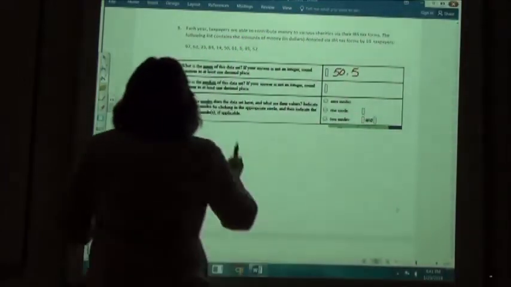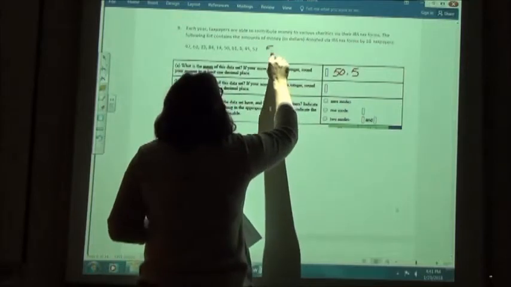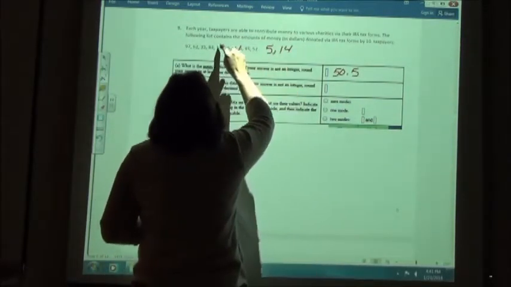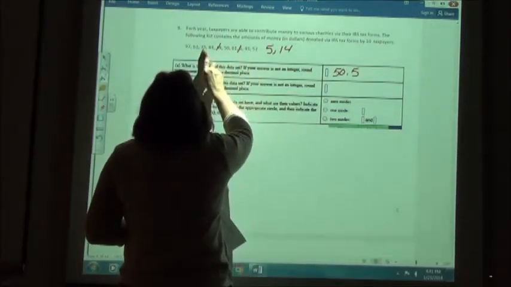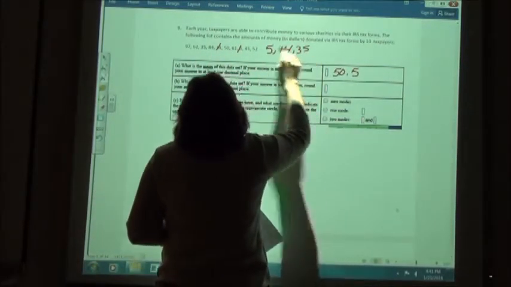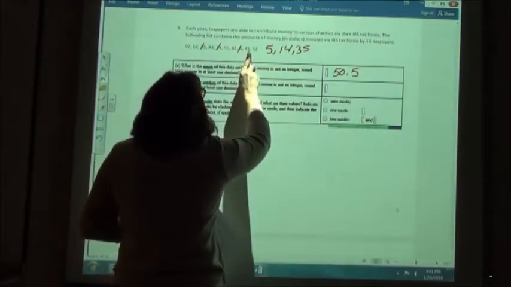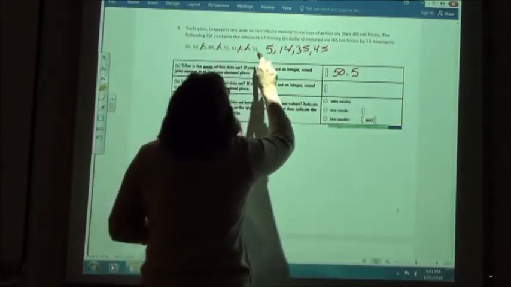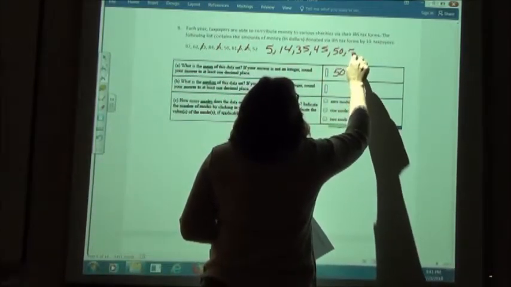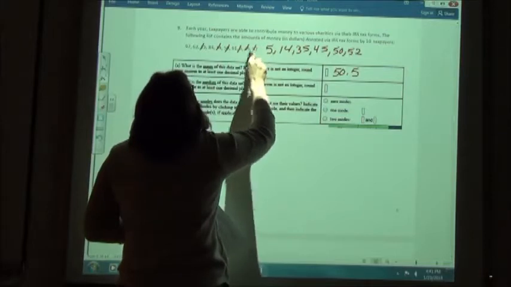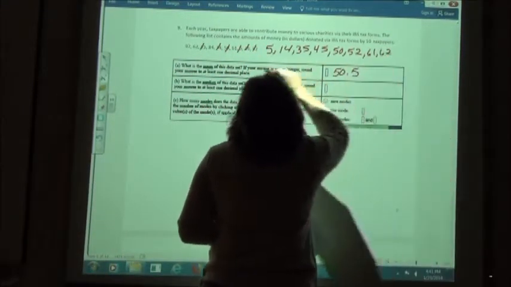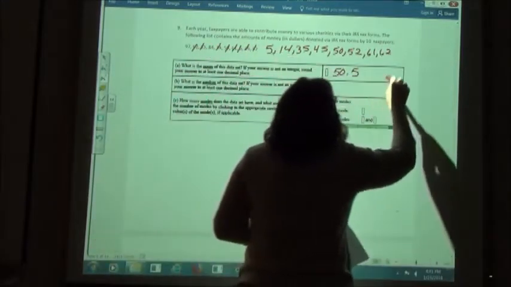All right, now we need to sort them in order. So I have, looks like a 5 first, and then I've got a 14, and then we've got 35, and then our next one would be the 45, and then we have a 50 and a 52, and then we have 61 and 62. And then we have 84 and 97.